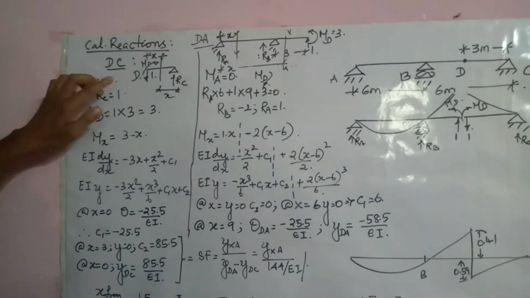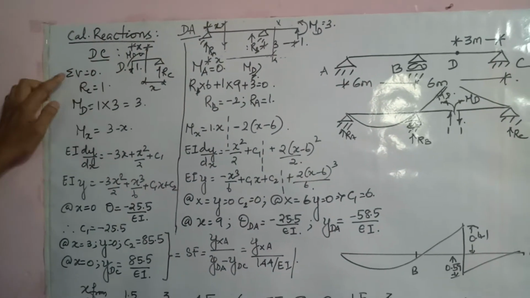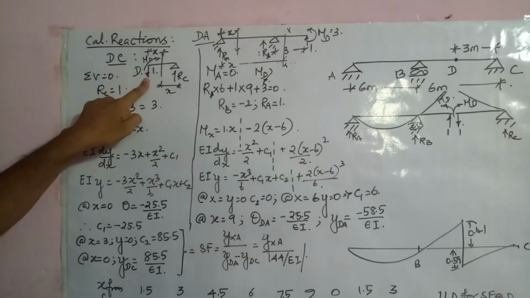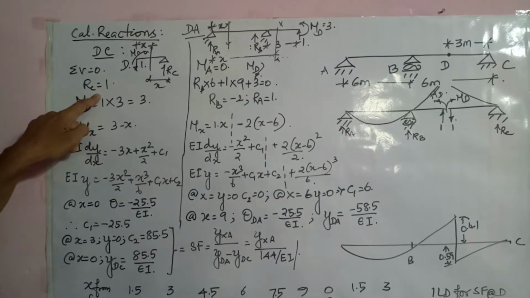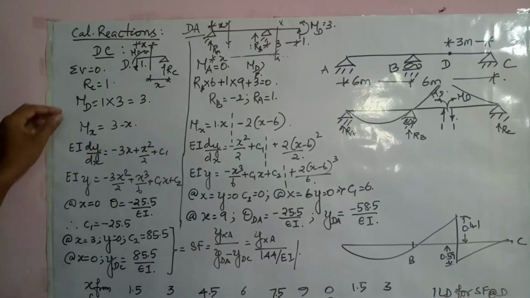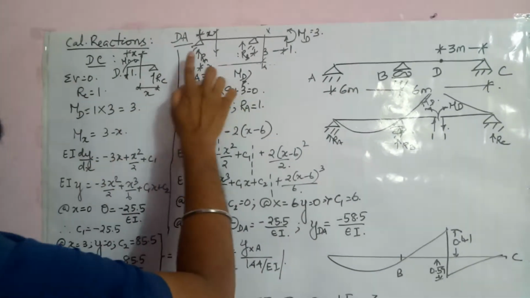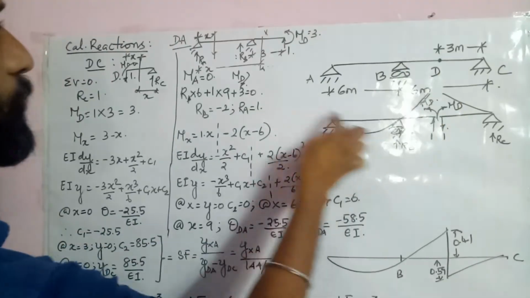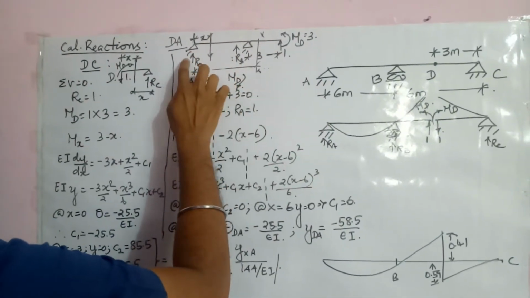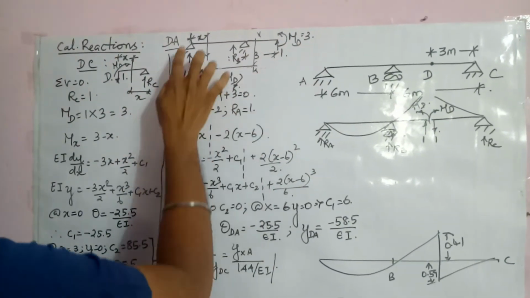So I am going for the calculations of reactions. It's very simple: taking summation V equal to 0, here it is 1 and here it is 1. So the reaction at C is 1. So the moment at D will be 1 into 3, which is 3. And I'm calculating the reaction for this span, which is DA, D to A. So this is D and A, B and D. So I'm taking the moment at A equal to 0.